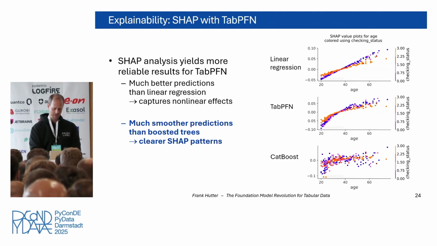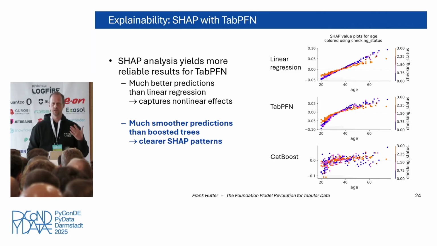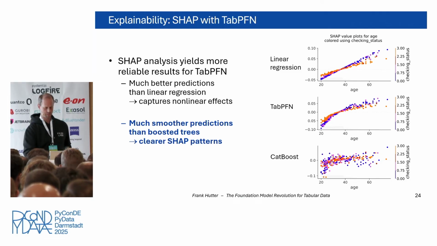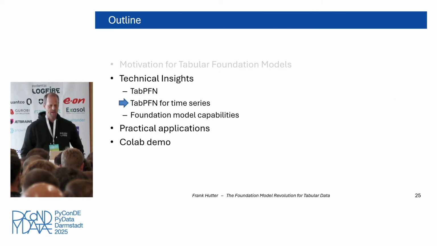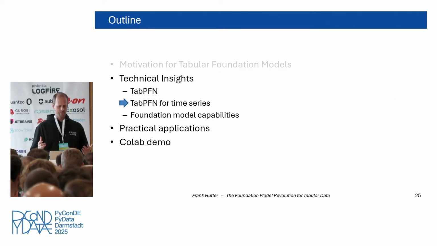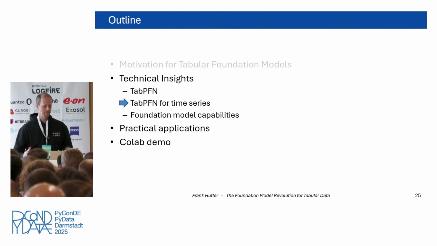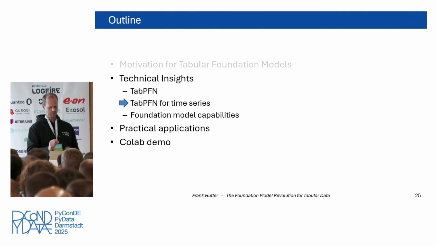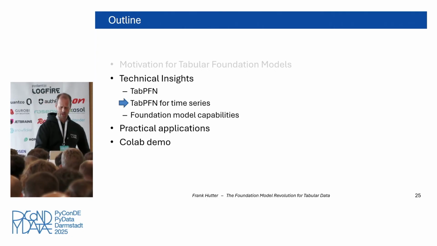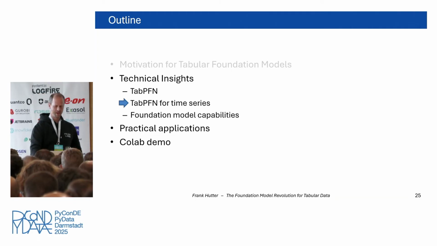So for example, if you look at the SHAP results of XGBoost, they're sort of all over the place. Whereas for linear regression, they're just very clean. And for TabPFN, they're actually similarly clean as for linear regression, but the predictive performance is better than that of XGBoost. All right, so that was technical about TabPFN. Now how to apply this to time series and foundation model capabilities. These are very short, practical applications too. Maybe we'll get to the Colab.